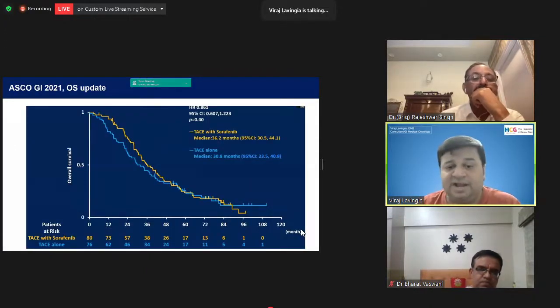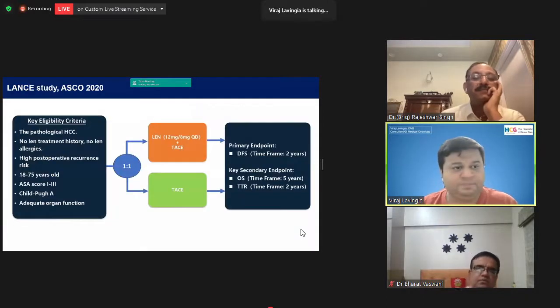And we could see that this year in ASCO GI, there was an update on overall survival just 3 months ago, and we have no overall survival advantage with using sorafenib after TACE. STORM was very encouraging, but unfortunately, we are back to square one. So I don't think sorafenib must be used after TACE or TARE.